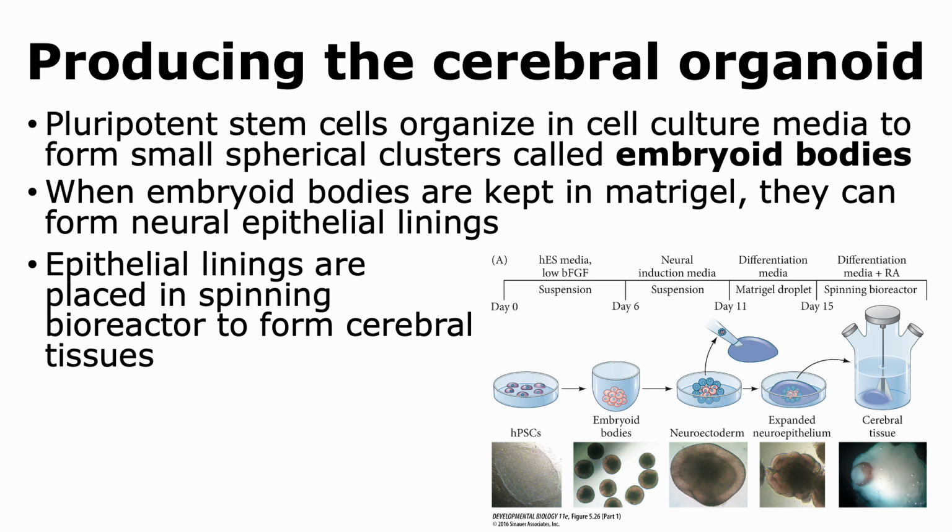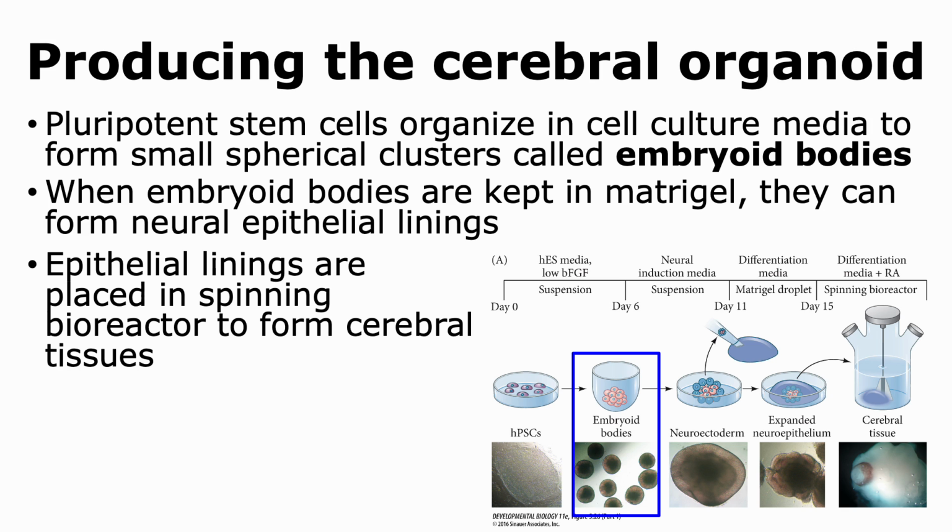Let us look at how a cerebral organoid is produced. Now, in the case of producing a cerebral organoid, we normally will start out with the human pluripotent stem cells, as shown in the blue box in the figure. These pluripotent stem cells can then go ahead and form these embryoid bodies. Now, pluripotent stem cells will organize in the cell culture media, and they tend to form small spherical clusters, and these clusters are called the embryoid bodies.